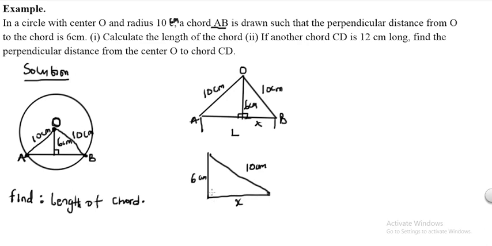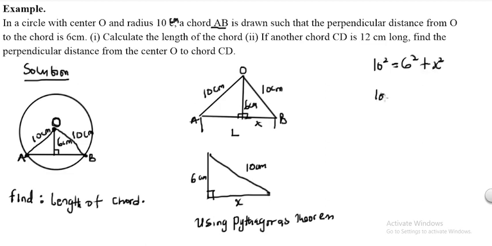Now, if you want to find x using Pythagoras theorem, you simply say the square of the hypotenuse is equal to the sum of the squares of the other two sides. So, using Pythagoras theorem, to first find x, we simply say 10 squared is equal to 6 squared plus x squared. 10 squared is 100. This is equal to 6 squared, which is 36, plus x squared.